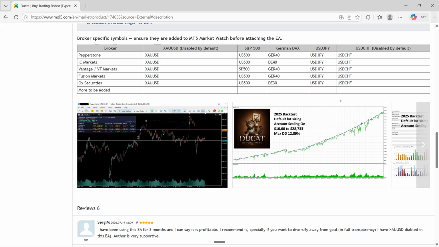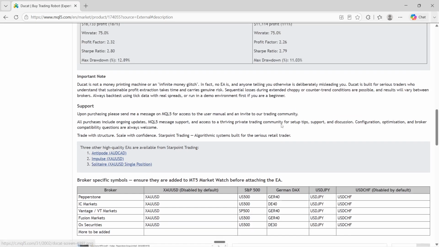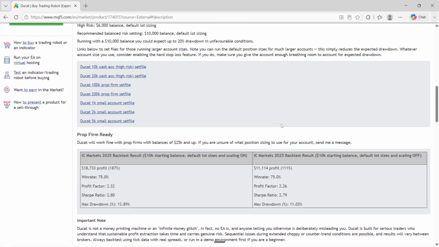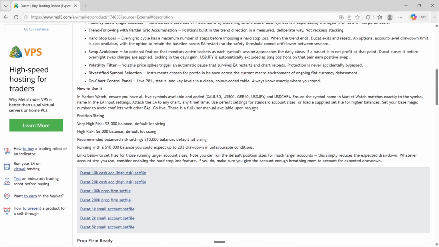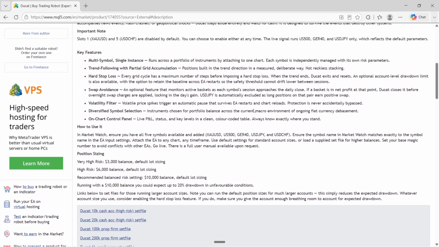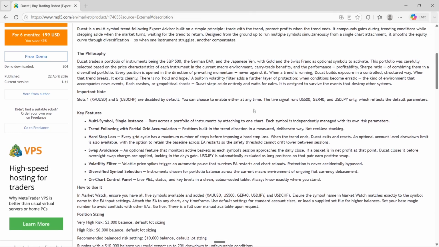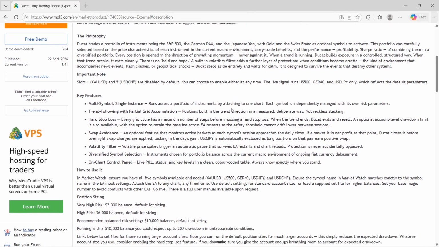As for the nuances and hidden risks, partial grid accumulation still concentrates risks during extended adverse moves. Multi-symbol systems require all symbols to be correctly mapped and available. Low history quality reduces reliability of the backtest numbers. Volatility filters can reduce activity for extended periods. In practice, start with the default three symbol set and balanced risk guidance. Enable the hard stops, use a reliable VPS, and demo test thoroughly. Past results never guarantee future performance.